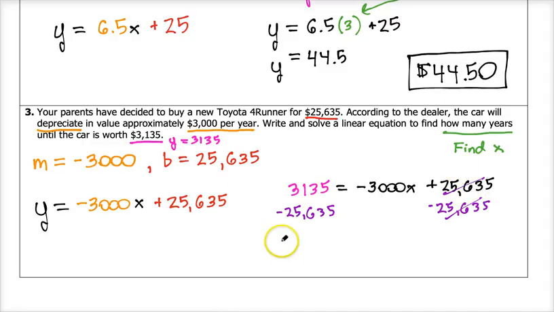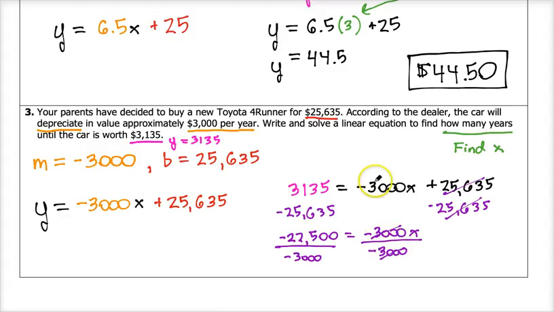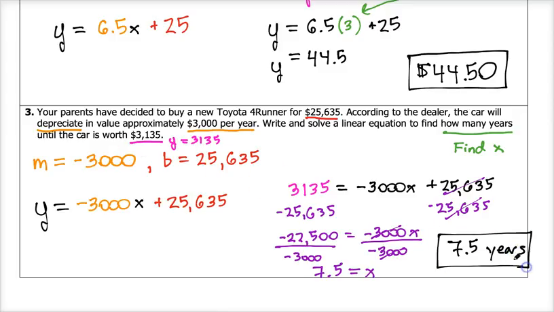When I do this on the left side, I get negative 22,500 using my handy dandy calculator. And then divide by negative 3,000. And remember, a negative divided by a negative is a positive, so we end up getting x equals 7.5. That tells us it's 7.5 years for this car to reach a value of $3,135.